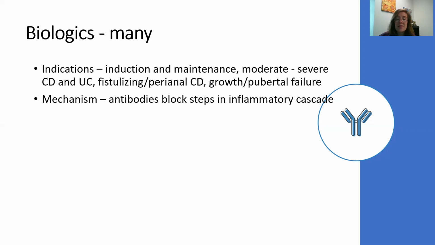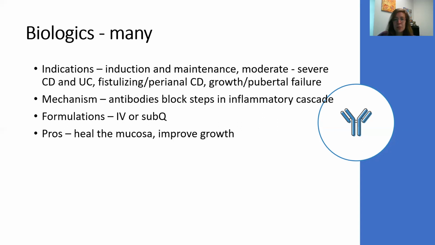And the mechanisms vary depending on the biologic, but uniform to all of them is that they are antibodies that block certain steps in the overactive inflammatory cascade. They come in both IV and sub-Q formulations depending on which drug. And the pros of them are that they do a great job healing the mucosa, healing the lining, and they can do a really good job improving growth in those patients with growth and pubertal failure.